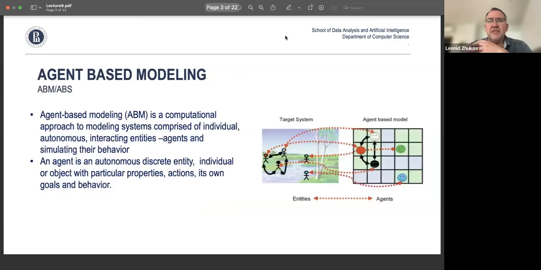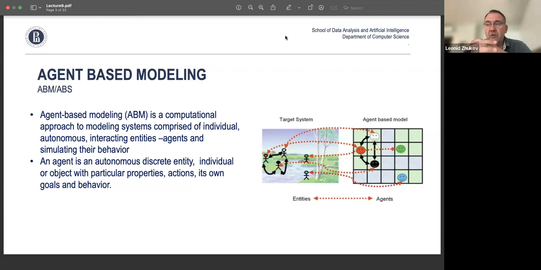Now, within the simulation approach, one which is quite interesting is so-called agent-based modeling. And the idea is that we try to model large systems that consist of individual autonomous entities. And those entities are autonomous in the sense there's no centralized control, and they can interact with each other and because of that have certain behavior.